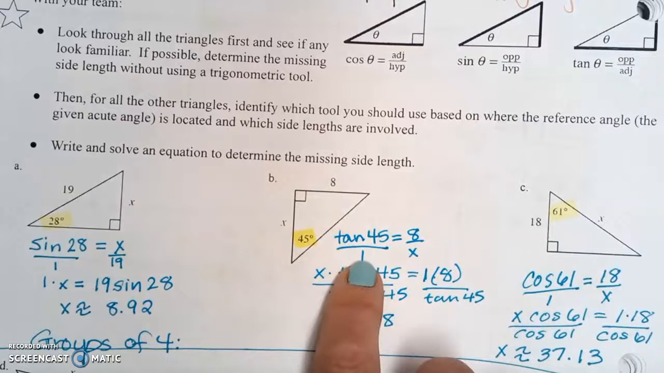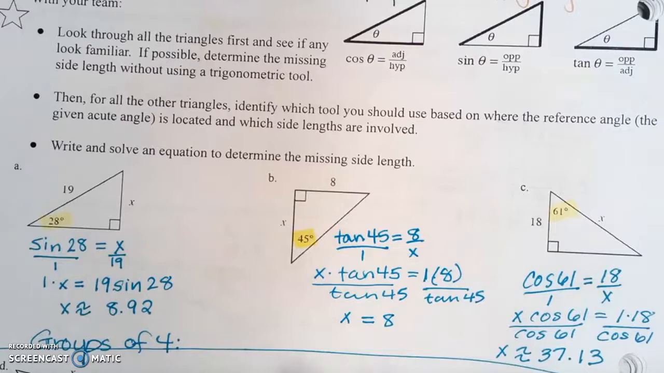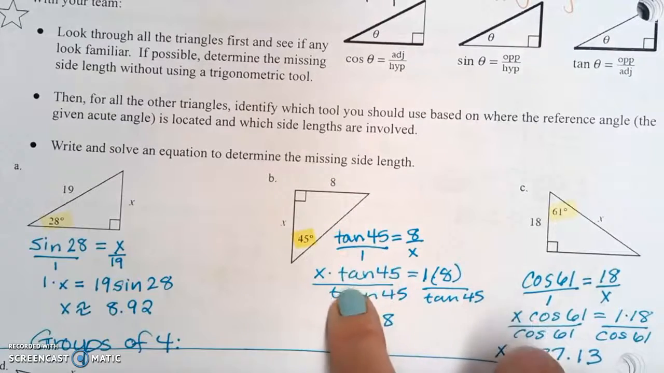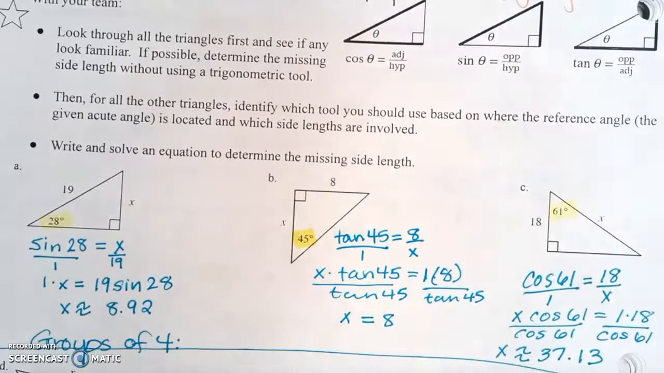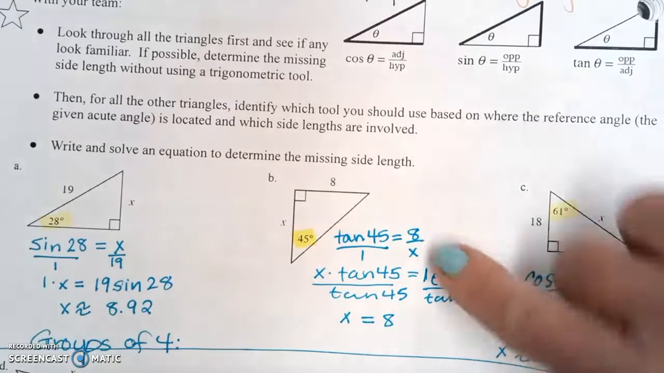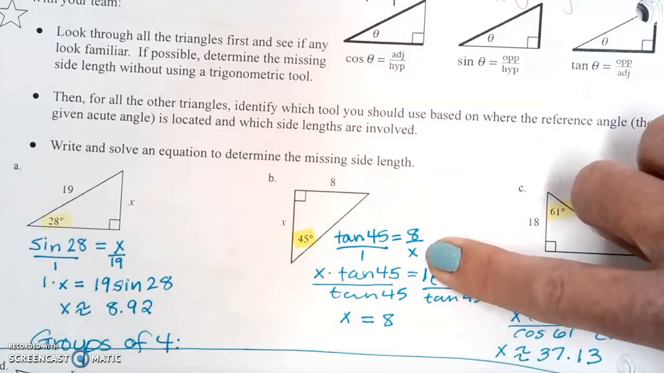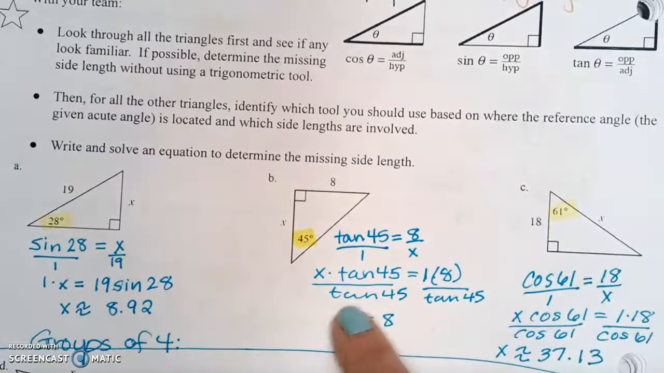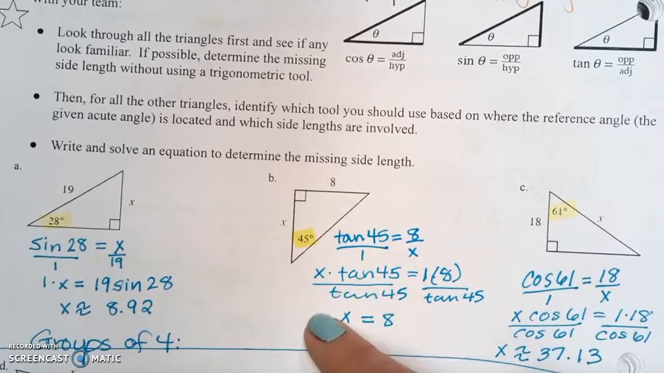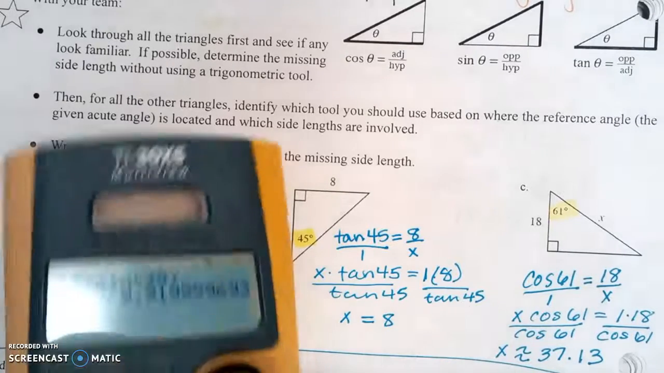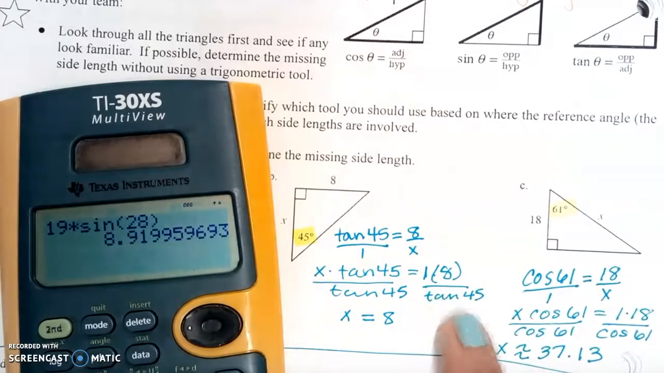We make it into a proportion by putting a 1 in the denominator, and then we can do our cross product. So I'm going to multiply x times the tangent of 45, put it on the left, set it equal to 1 times 8. And then because the variable ended up in the denominator, we actually end up dividing on this one. We need to divide both sides by the tangent of 45. So on this side, they'll cancel, leaving us with just the x. And then on the right, we're going to type the 8 divided by the tangent of 45.